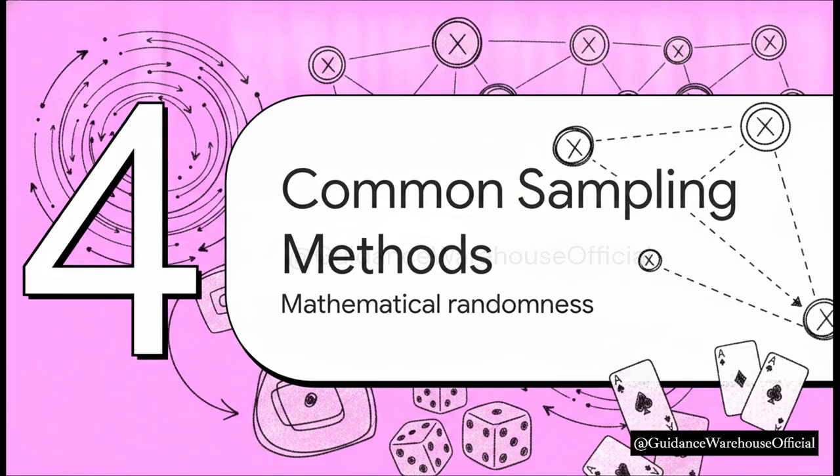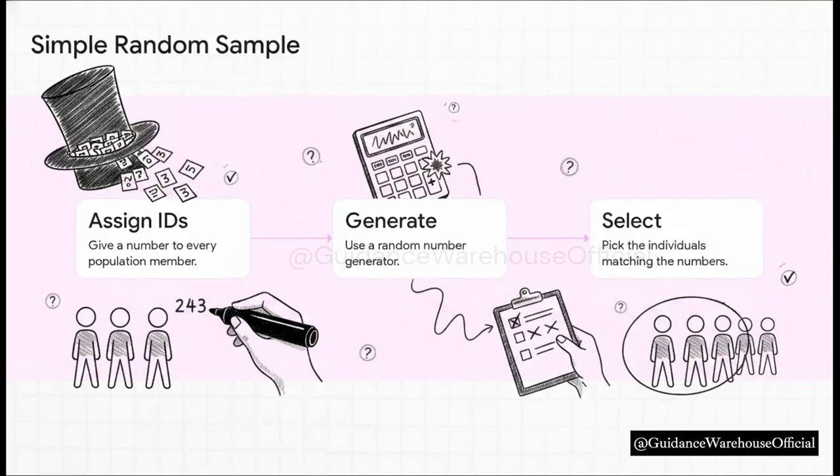Section 4. Common sampling methods and mathematical randomness. To completely avoid that bias, statisticians rely on mathematical methods of random sampling.